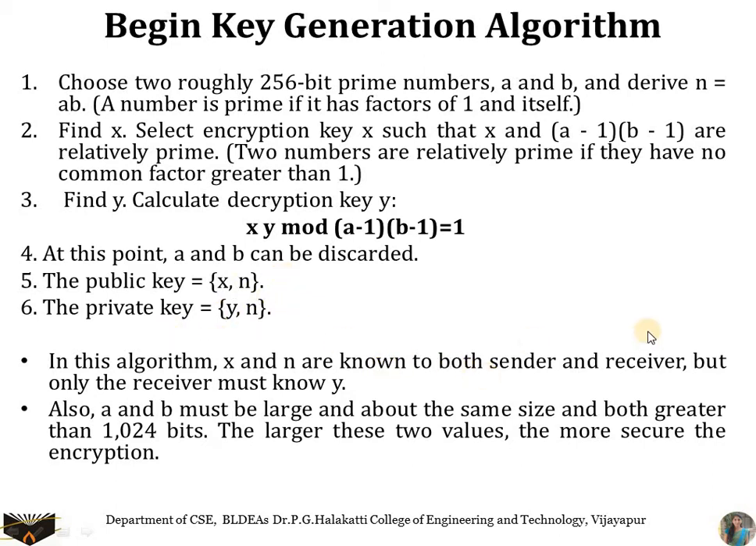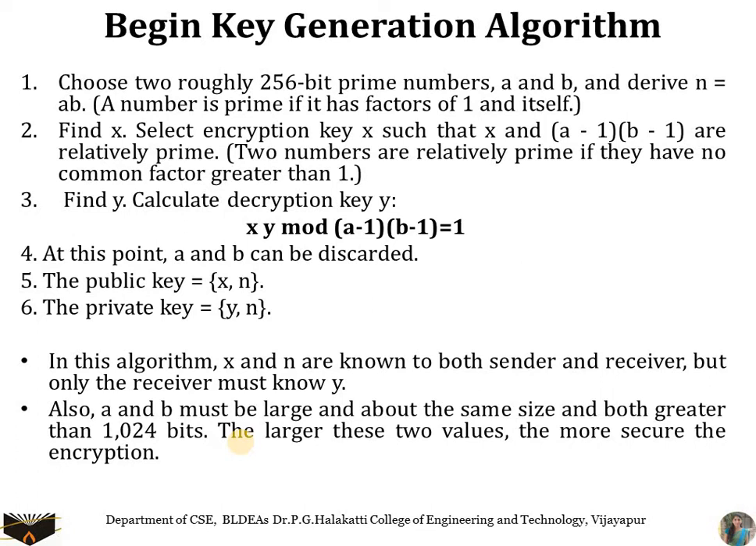But the only thing that we don't know here is the private key, which is y. So y is the private key, which is not shared with anyone and is kept secret. Also A and B must be large, about the same size, and both greater than 1000, that is 1024 bits. The larger the values, the more secure the algorithm.